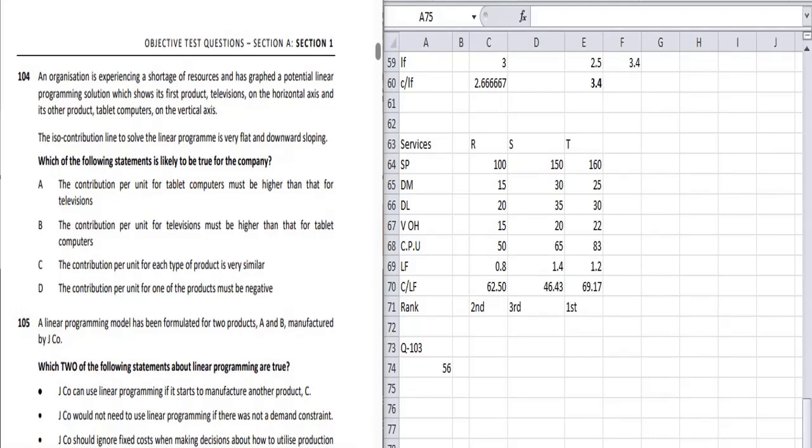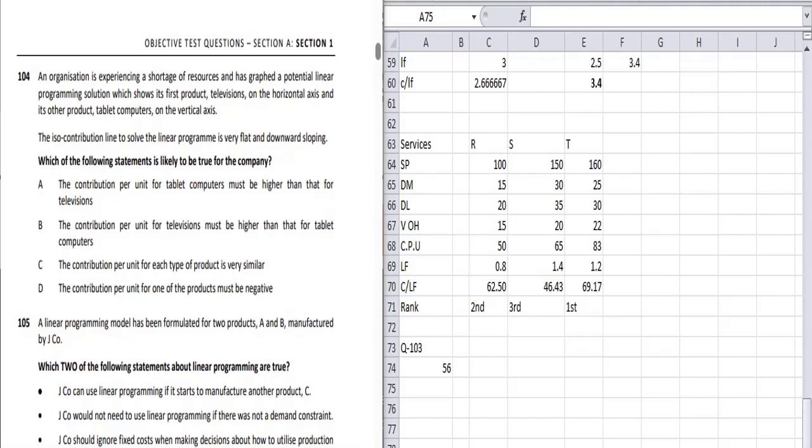So first is contribution per unit of tablet computer must be higher than that of the television. Contribution per unit of television must be higher than that of tablet computer. The contribution per unit for each type of product is very similar. And the contribution per unit of one of the products must be negative. So last two options obviously won't be possible.